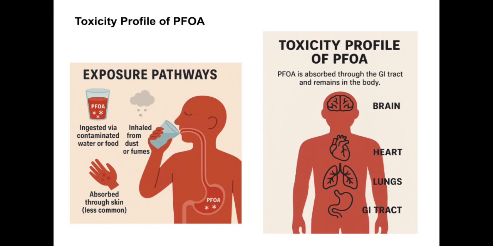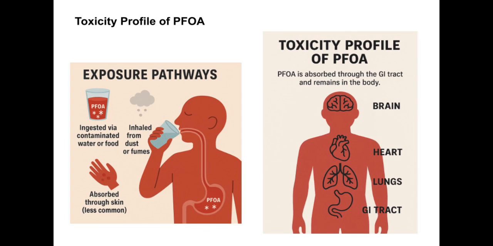Now let's move on to the toxicity profile of PFOA. On the left side of the slide, we see how PFOA enters the human body. There are 3 main exposure pathways: ingestion through contaminated food or water, inhalation from dust or fumes, and, less common, absorption through the skin. The illustration shows a person drinking from a glass containing PFOA, emphasizing how easily this chemical can make its way inside us.